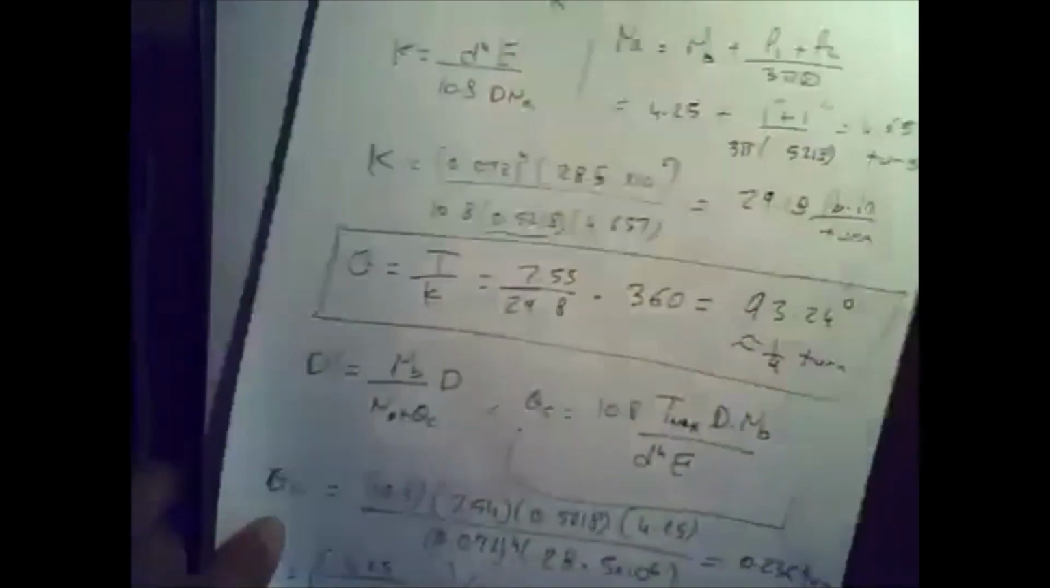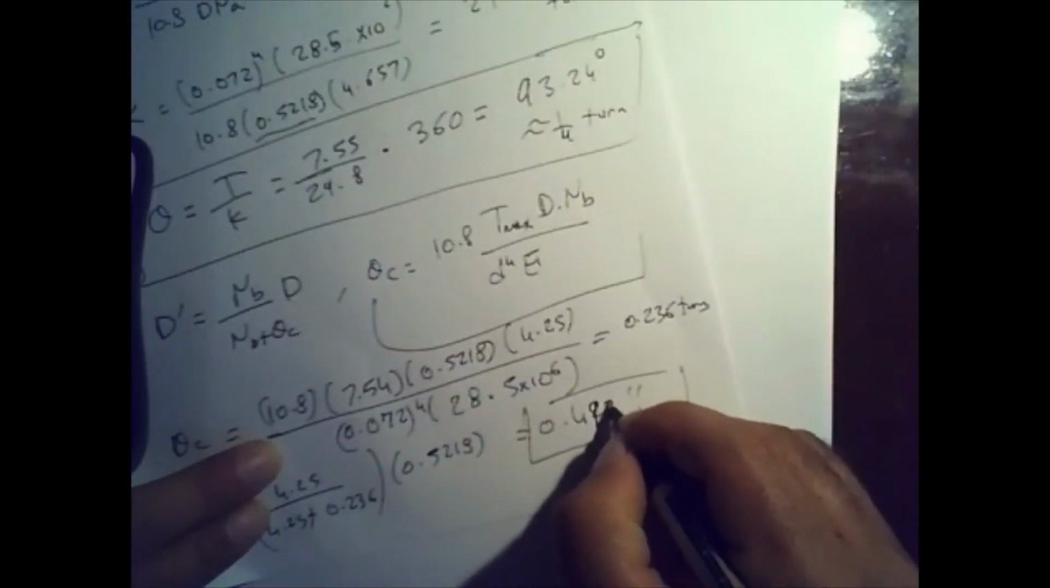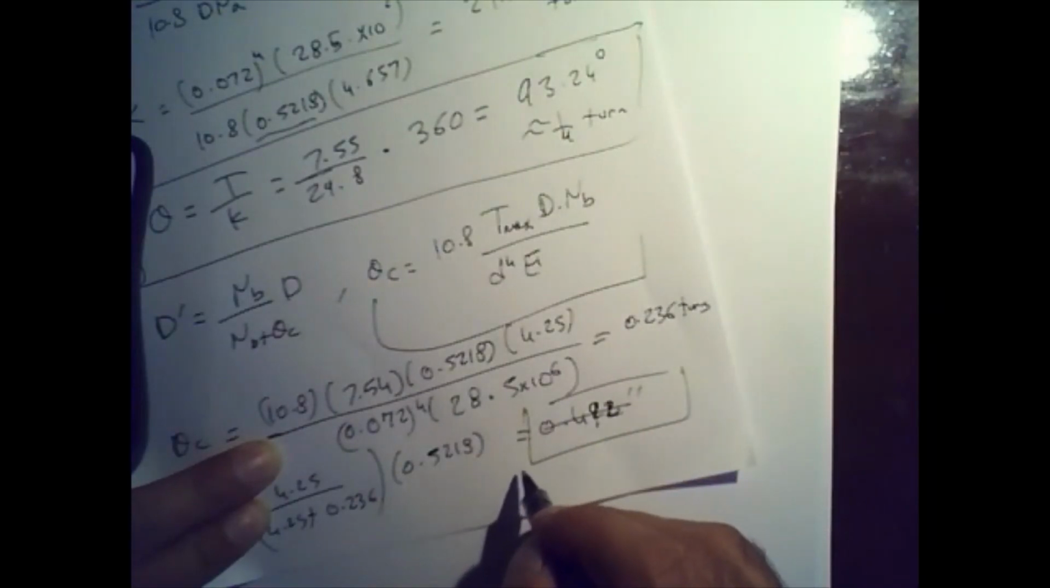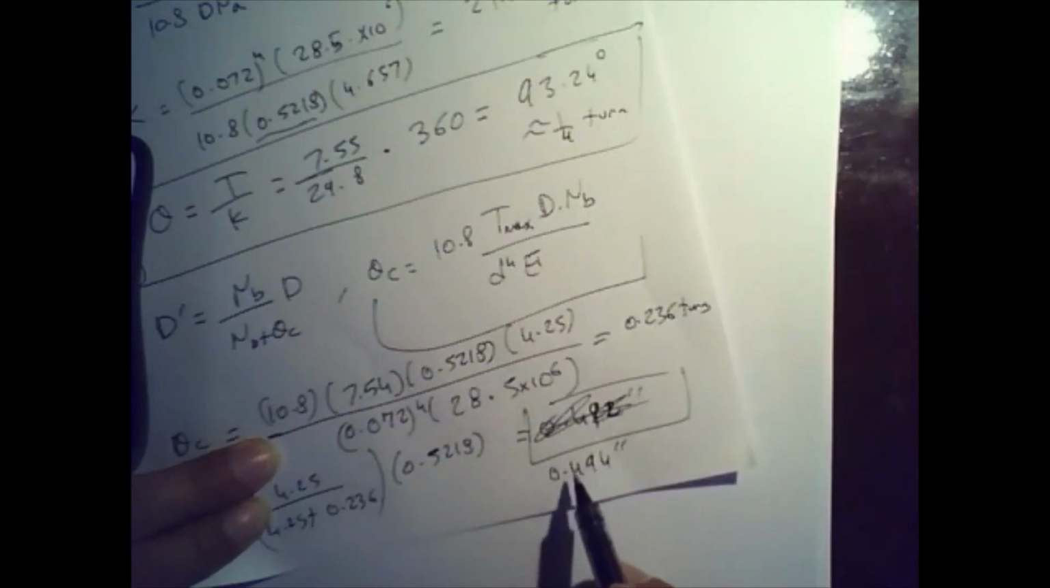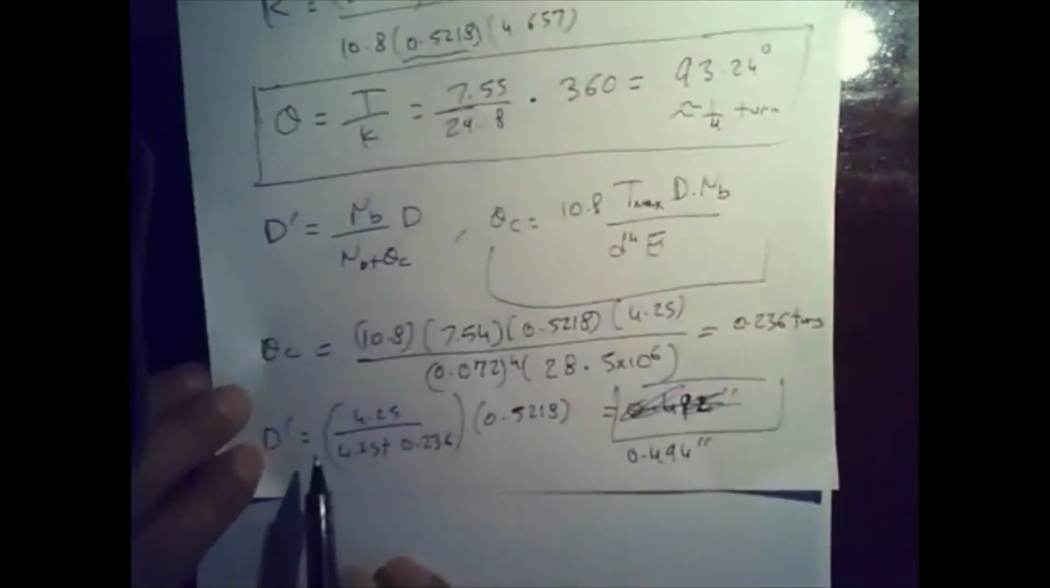So you're gonna get... I'm sorry, this is 0.494. This value is going to be 0.494, and then this is in the notes. Okay, 0.494. This is the new mean core diameter.